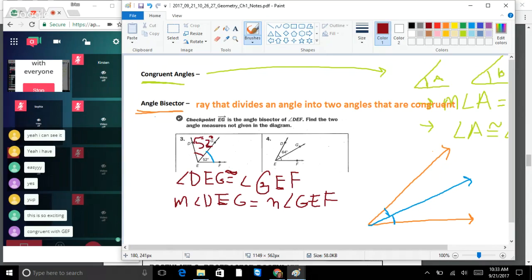That makes sense? I mean, it's easy stuff. It's just understanding the terminology behind it. All right, what other angle can we find? We can also find the measure of angle DEF. DEF is this larger angle here. So we know that one angle is 52, the other angle is 52. So if we add them together, it will be 104 degrees.